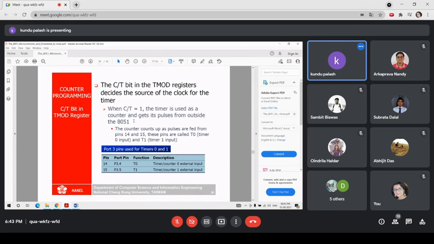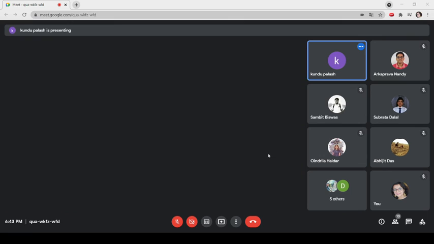That means in case of a timer operation, the on-chip timer accepts the timing control signal by the frequency divided signal. But when the C/T is set to logic 1, then the internal oscillator circuit will be blocked, and the timer is waiting for accepting the timing signal from the external timing signal. How? From pin 14 and 15. So these pins are called the T0 input and T1 input.